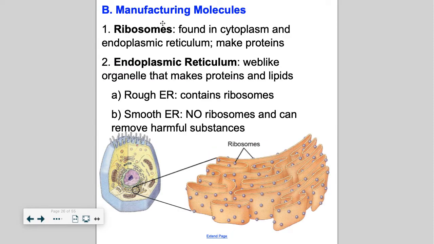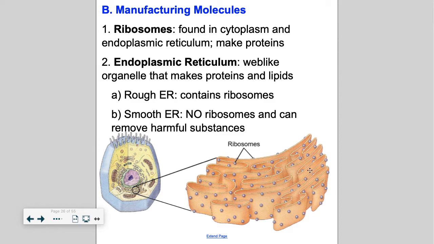Okay, cells can make molecules. One organelle that can make molecules is a ribosome. It can be found in the cytoplasm or a structure called the endoplasmic reticulum. Yeah, big word. But its main job is to make proteins. Another organelle that can make molecules is the endoplasmic reticulum. So it's this web-like structure right here, and it makes proteins and lipids.